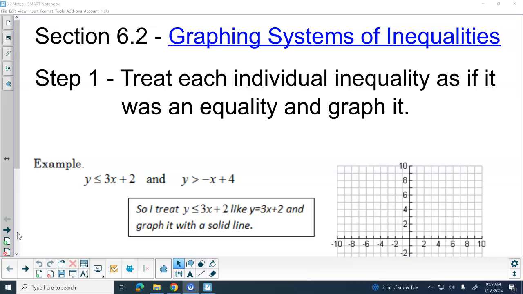Today, we're going to graph a system of inequalities. Okay? And we're going to treat each individual inequality as if it was an equality, because then we don't have to worry about that dividing by a negative rule or multiplying by a negative rule and the inequality flips around. We can just treat it as if it were one. Okay? All right? So we graph them individually.